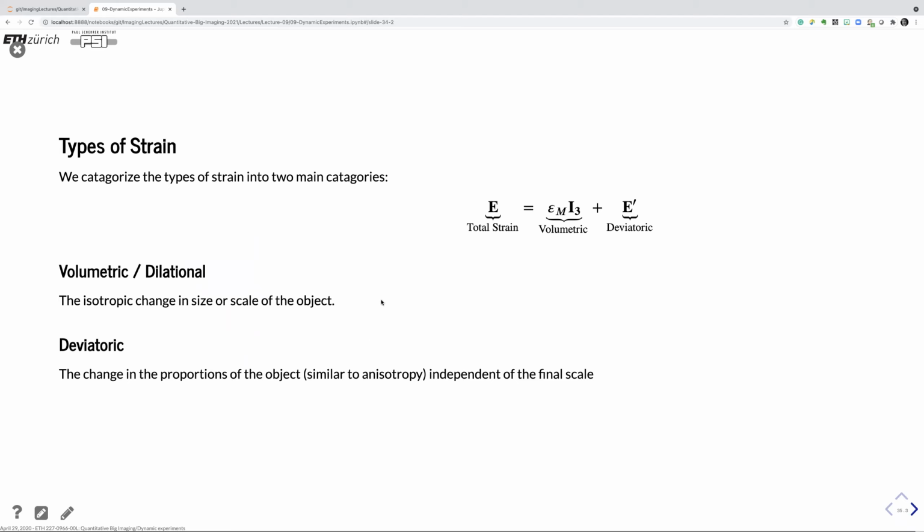So we have different types of strain to look at. So the total strain we have is, for one, the volumetric strain. So how things are changing in size or scale. And then we also have the deviatoric strain. So how different pieces are moving around in the object. So it's a kind of anisotropy changing within the object.